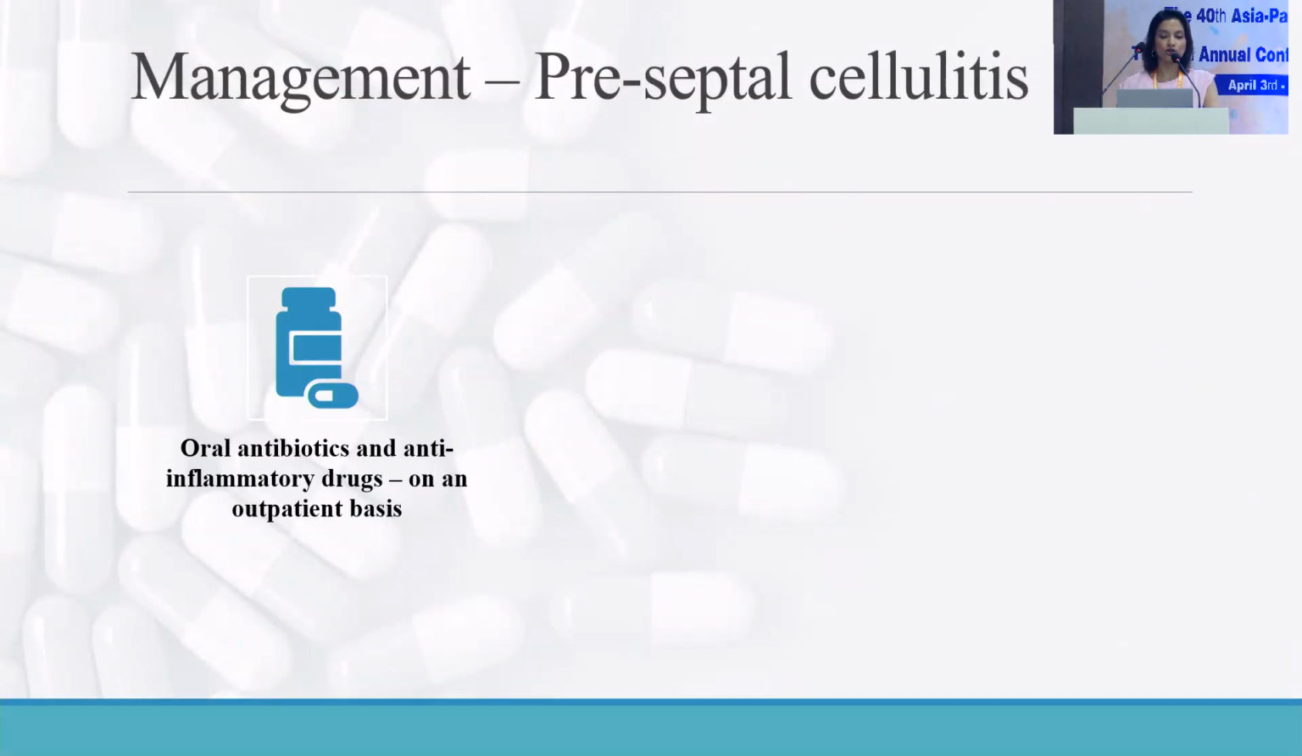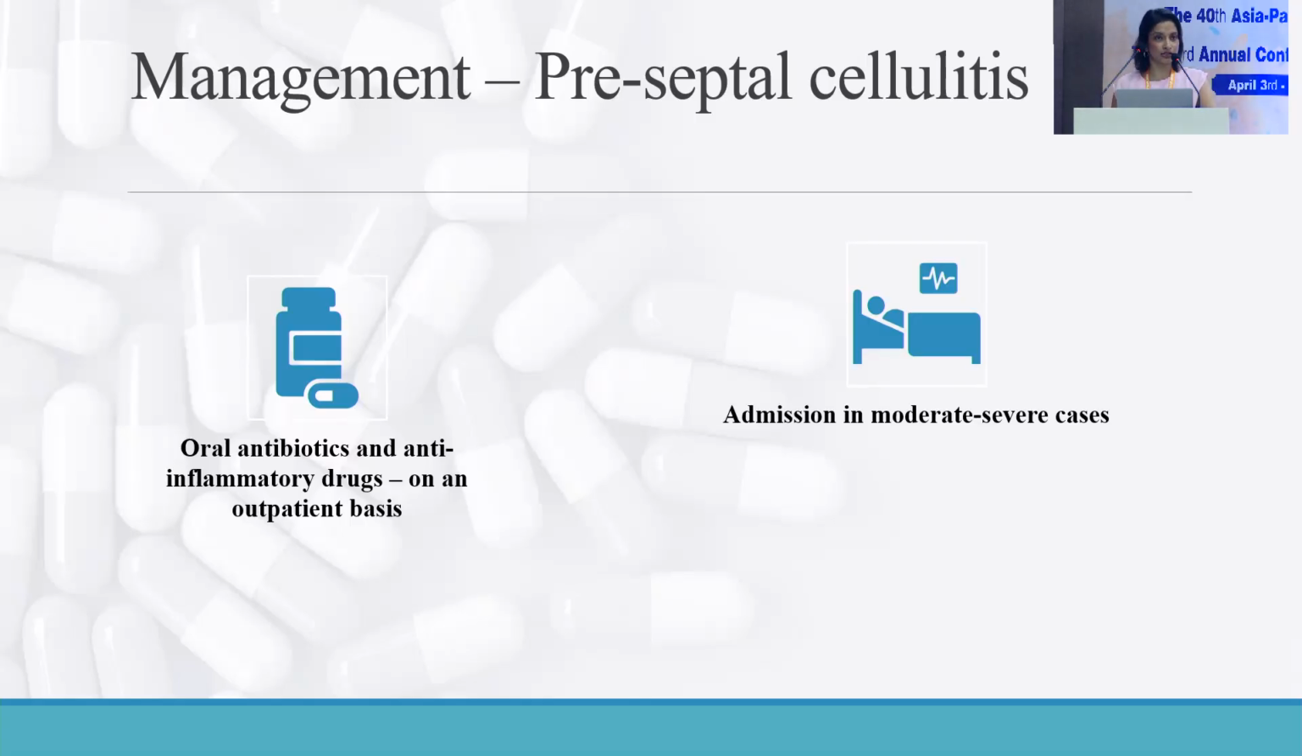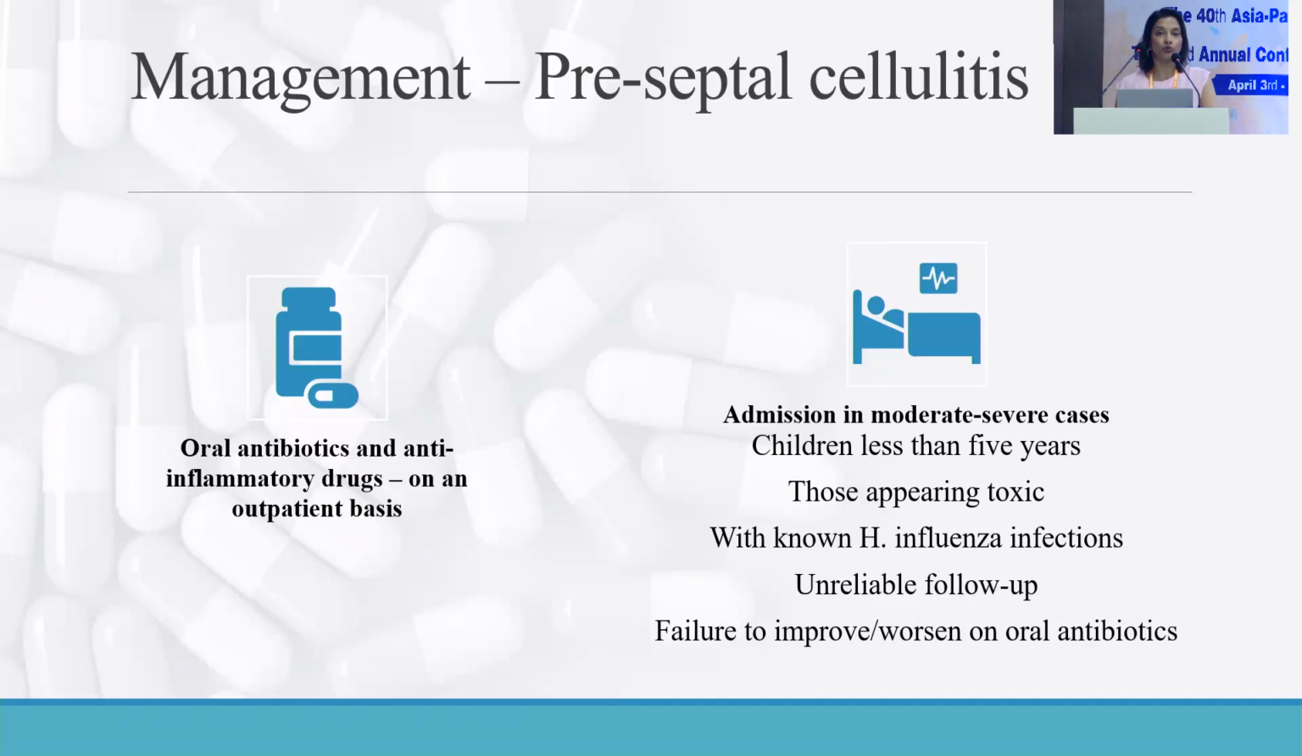So coming to the management part, preseptal cellulitis, pretty much easy. You can give oral antibiotics and anti-inflammatory drugs on an outpatient basis, but beware, you need to always have children under close follow-up, because there are cases where the child can progress very quickly, or they will require admission, especially in those who appear toxic or with a known H influenza infection, or who are starting to worsen, or do not show any signs of improving.